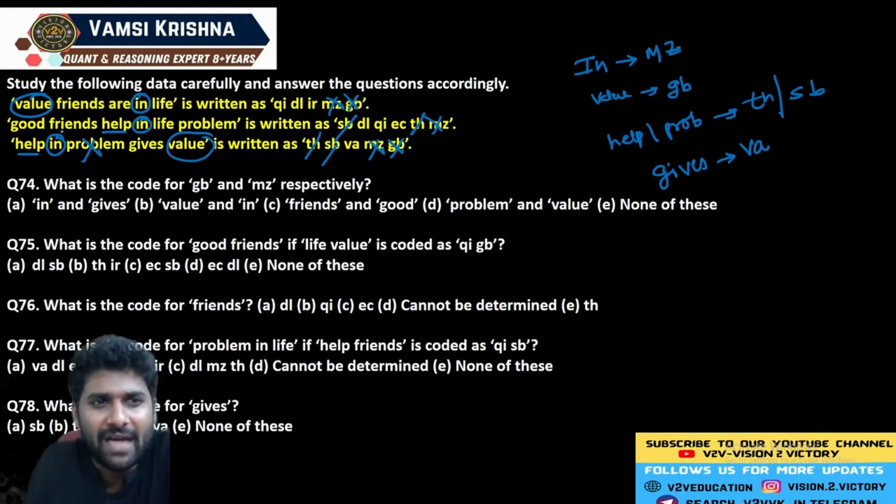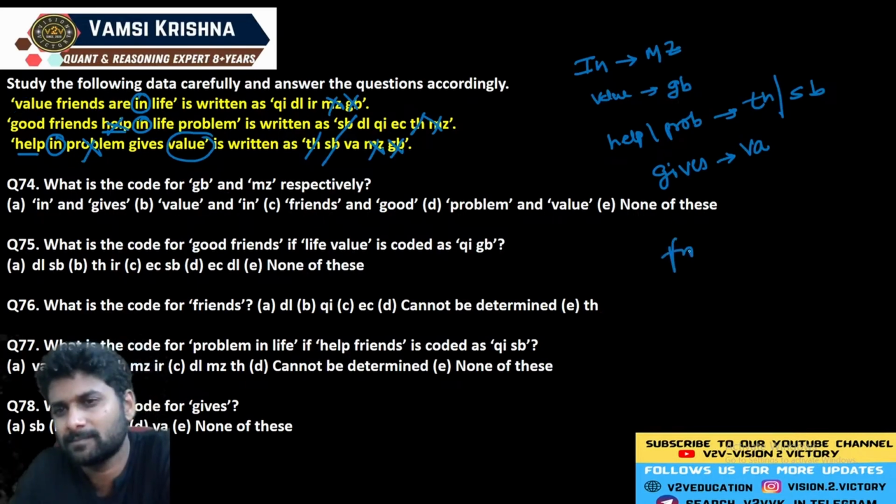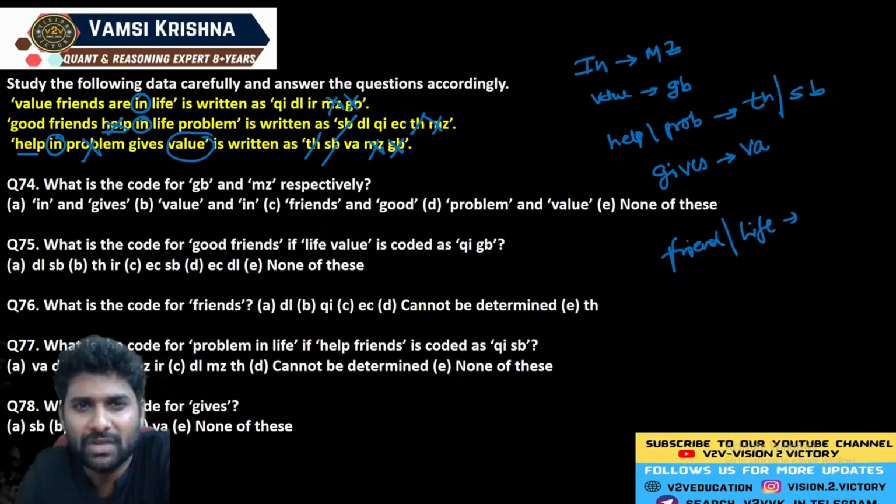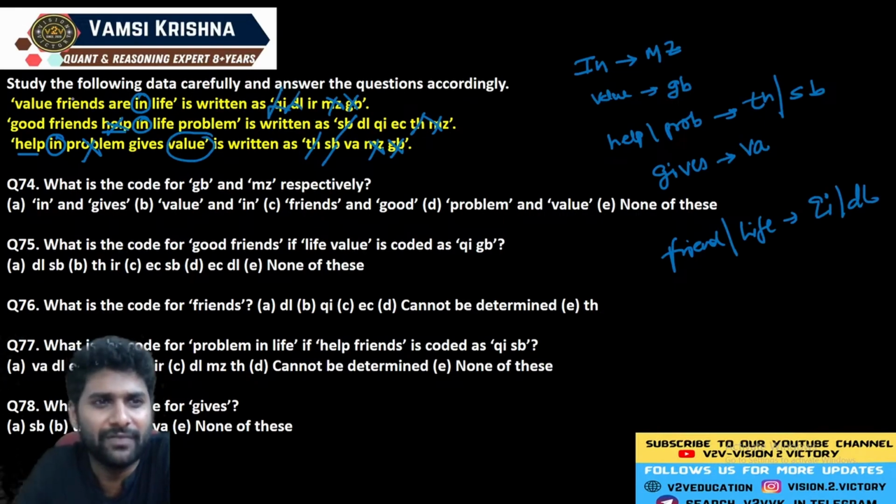So next one, see, we have a good friend. So we are done with the help and we are not done with the friends and life. Both are repeated. Friends and life. If both are repeated, it's QI and DL. Now friends and life.